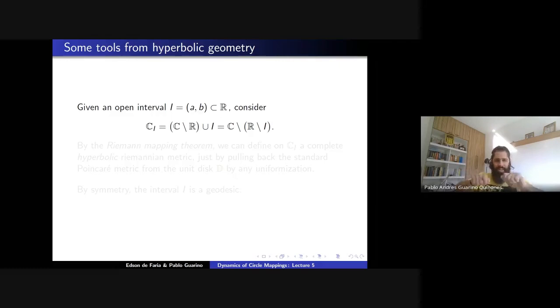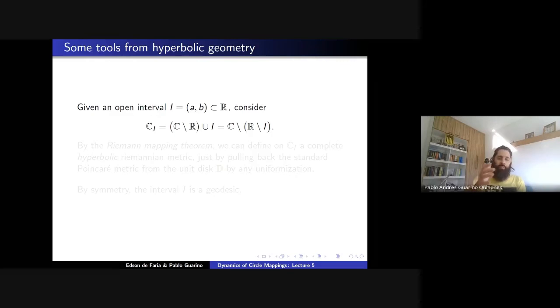It is not the whole plane because you are removing these two slits. So there is a biholomorphism from CI to the unit disk. Okay. And then in the unit disk, there is this beautiful Riemannian metric called the hyperbolic metric or the Poincaré metric, which I hope you are familiar with, right? The standard Poincaré metric in the unit disk.